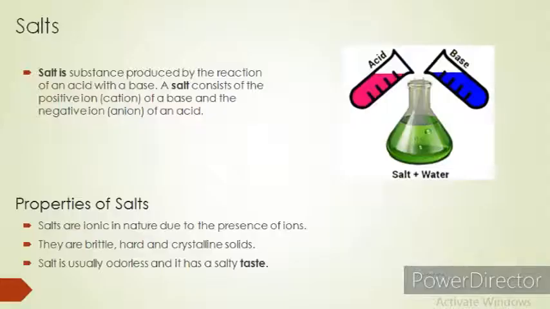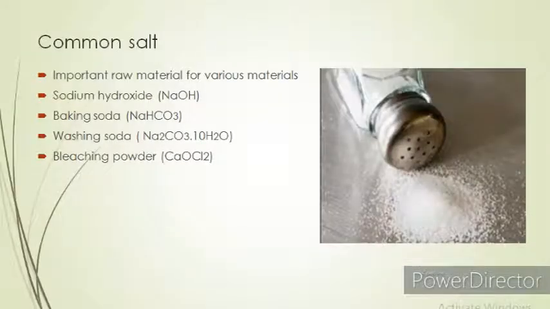Now we come to the salt which is most commonly used in our kitchen, which is the common salt, which has the chemical formula NaCl, that is sodium chloride. Common salt is a raw material for various other substances like sodium hydroxide, baking soda, washing soda, and bleaching powder. We'll study these in a bit more detail in the next slides.